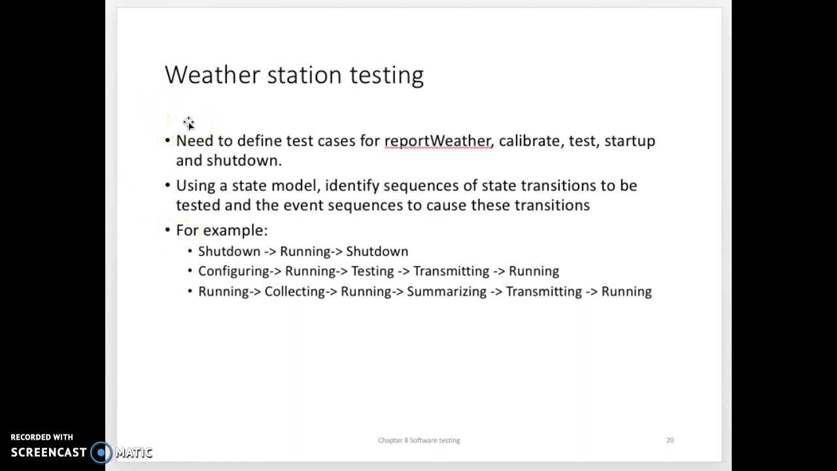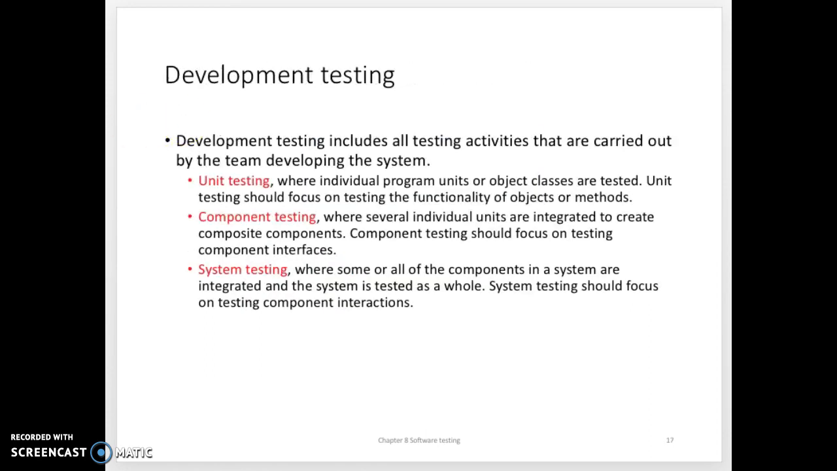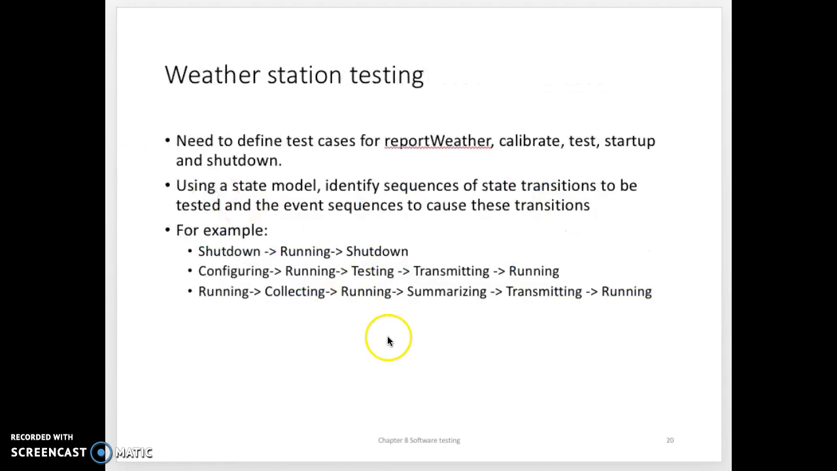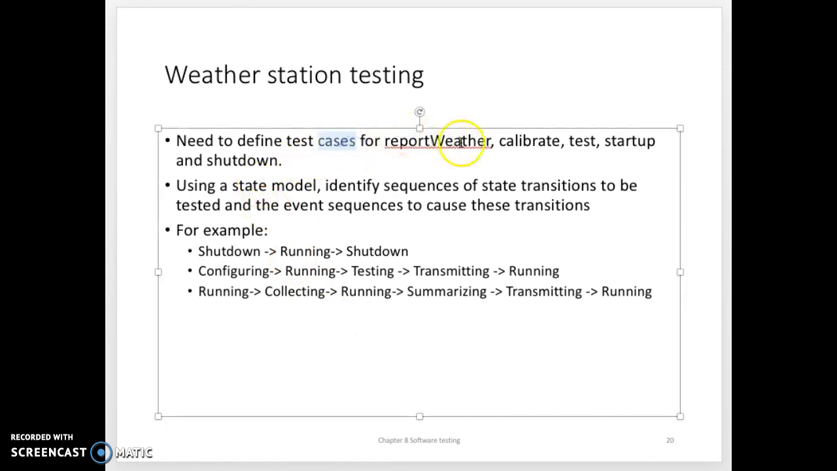According to the previous diagram, we build the test cases, then we build test data, and then test results after applying those data on the system, and then the report. So we need to define test cases first, for example for the report weather functionality, and then we use the state model to identify sequences of the transitions that would happen, and then we can build the test cases.